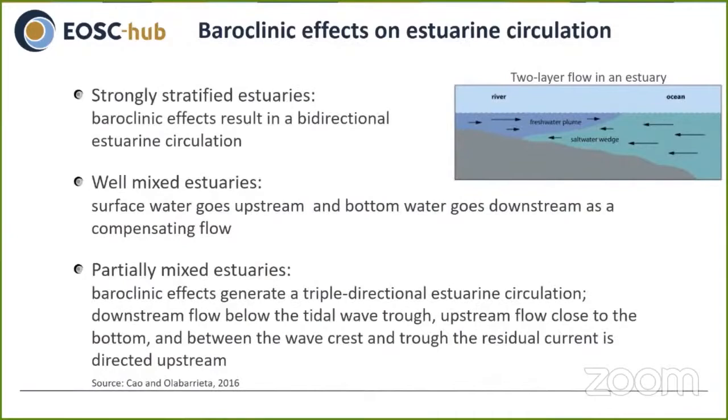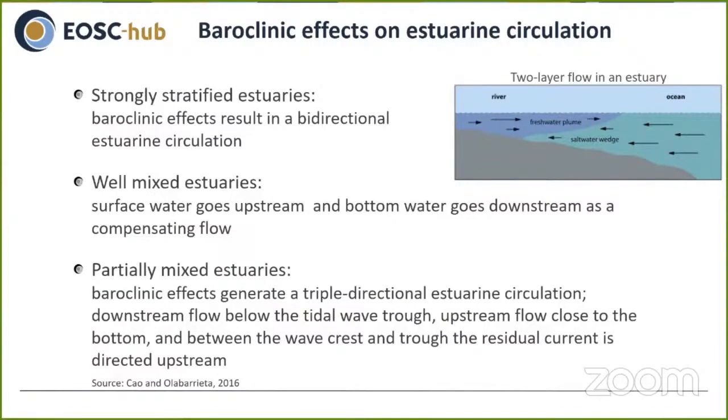Baroclinic effects can influence the estuarine circulation in different ways. Cao and Olabarrieta explore these effects using numerical modeling. In strongly stratified estuaries, baroclinic effects result in a two-way flow. Residual velocities can be directed upstream at the bottom and downstream at the surface.